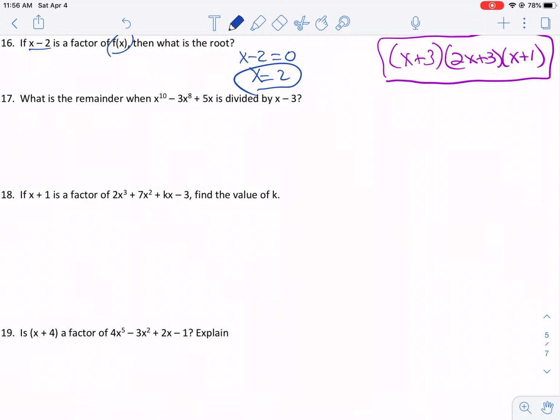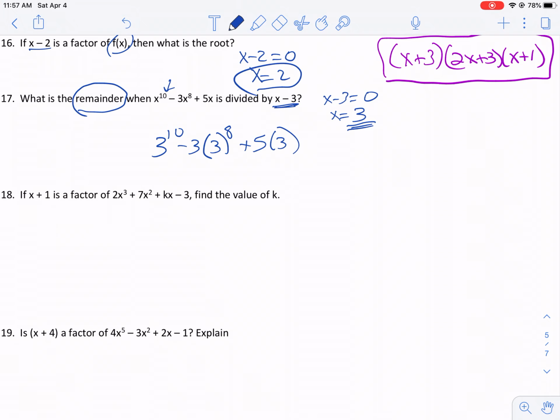What is the remainder when you take that polynomial and divide it by x minus 3? You can do long division, but seeing how you've got the 10th for an exponent, that's an awful lot of dividing. So this is where you want to remember the remainder theorem. If they're going to come right out and ask you for the remainder, the remainder theorem is the way to go. So the remainder theorem says take your hypothesized root, so that means take your factor, set it equal to 0, and take your root that you think you might have and plug it in. So 3 to the 10th minus 3 times 3 to the 8th plus 5 times 3, and see what you get.